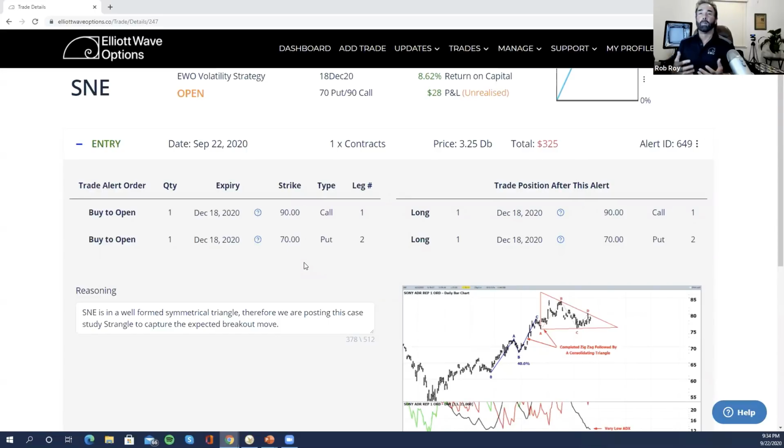Normally people would think 90, 70, yeah, a 90, 70 strangle with the stock at 80. That stock's not going to move that much. It's not going to move above 90 or below 70. Remember, it doesn't have to.